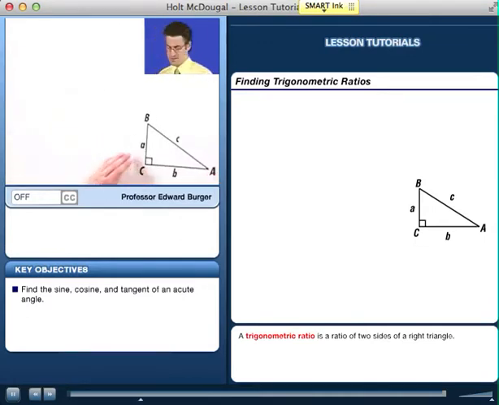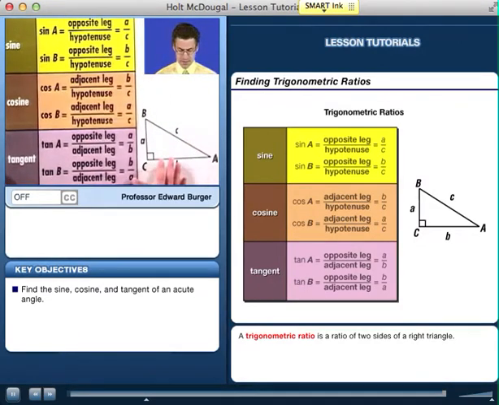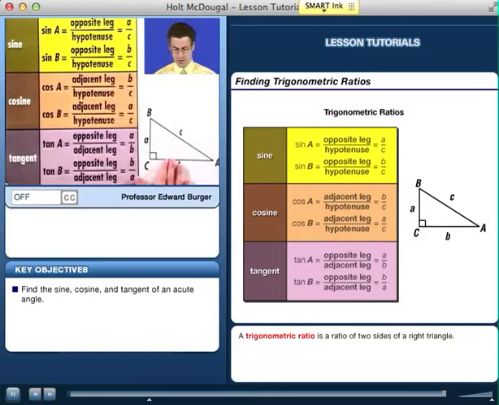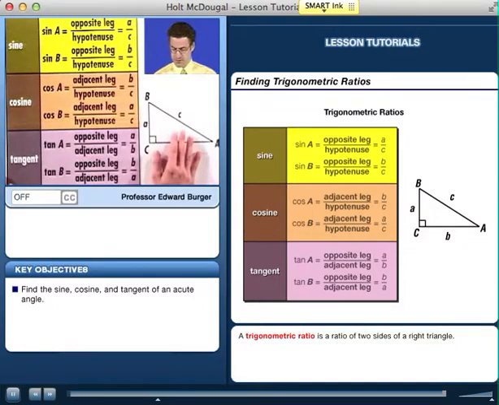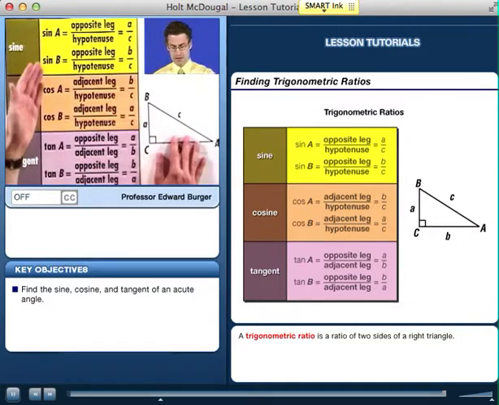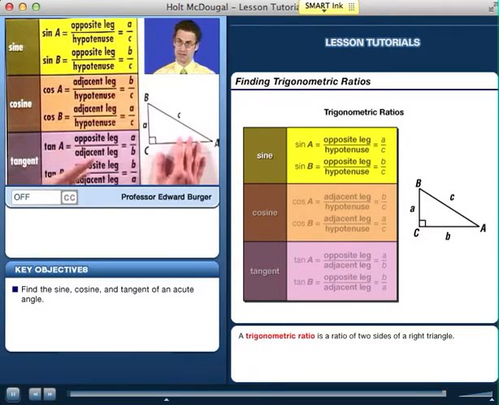And we're going to see the importance of that coming up. But let me introduce you to the three basic ratios. They're called sine, cosine, and tangent. And just to summarize, or to show it to you really fast, when I think about sine, I just think about opposite over hypotenuse. That's how I remember it.